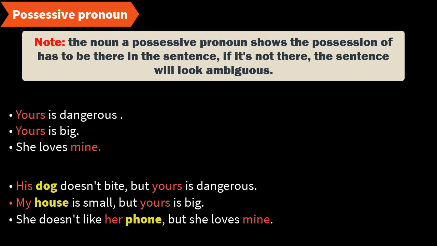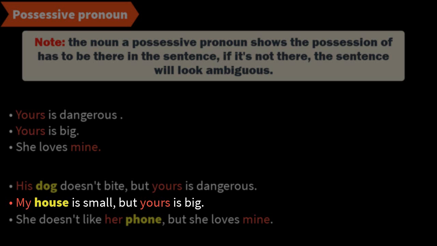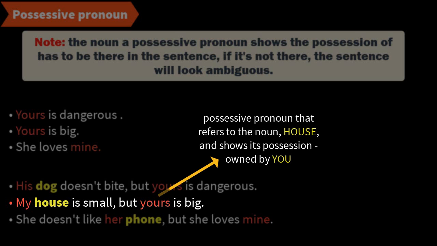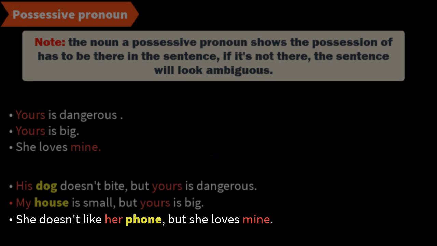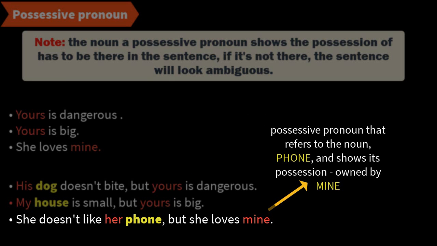So I will simply say, my house is small, but yours is big. I need to refer to the noun. The noun that it talks about the possession of has to be there. So I've mentioned the noun in the previous statement, in the first clause. My house is small, but yours is big. Now, what is it that is big that you have? I'm talking about house. The house that you have is big. Simple. She does not like her phone, but she likes mine. When I say she likes mine, now you guys know what I'm talking about. Now you guys know what she loves, right? She loves the phone that I possess.